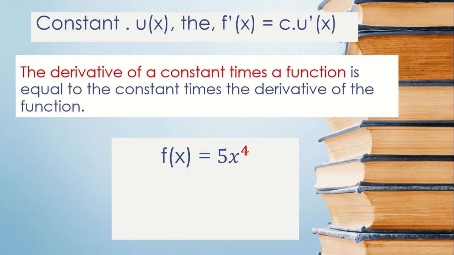Example, meron tayong ganito. F of x is equal to 5 times x raised to 4. So, unang tingin pa lang natin, the given is the constant multiplied to a function. So, paano natin siya kukunin ng derivative? Ganito lang. Constant, ano yung constant natin? 5. So, we have 5 times the derivative of the function.